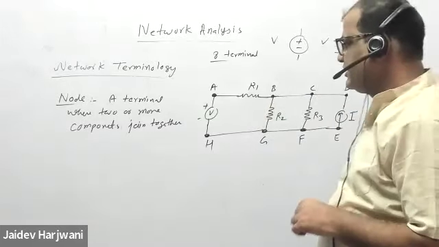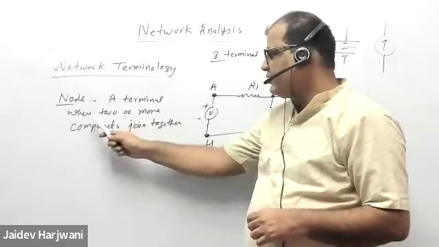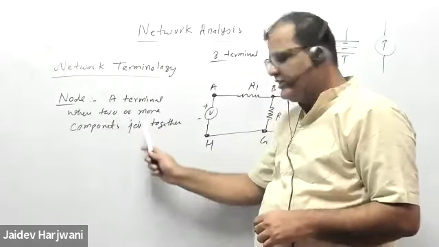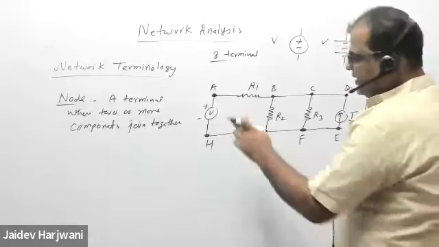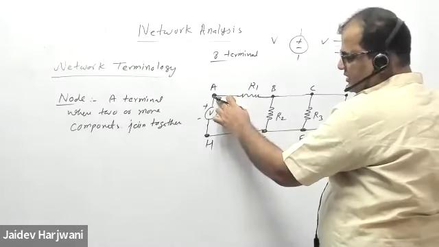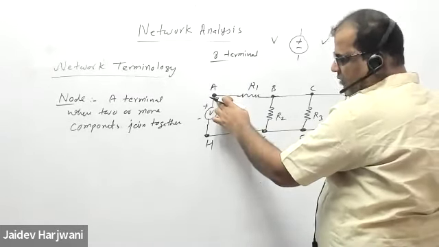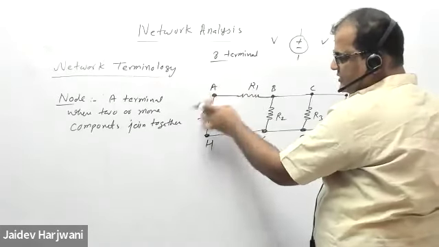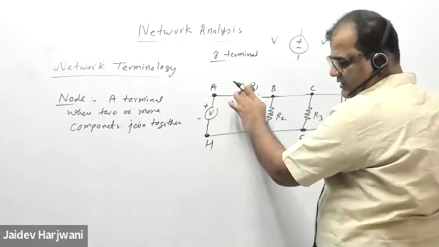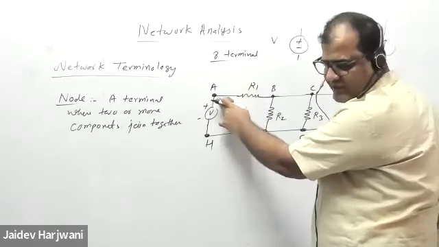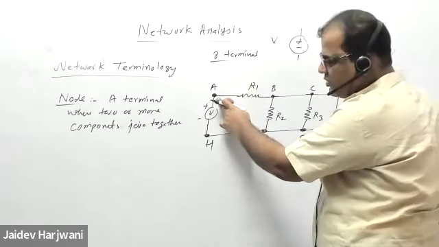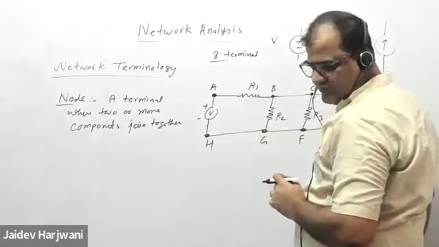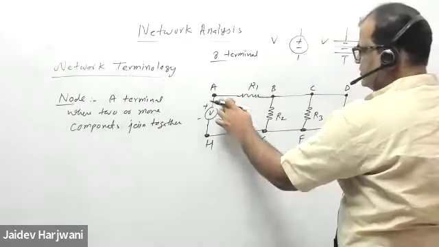So what is the definition? A terminal where two or more components join together. So here, in this place, how many components are joining in this terminal? How many components are joining here? Two components are joining. So this terminal qualifies the definition of node. Yes or no? Yes. So this is a node. Okay, this is a node. Node A.